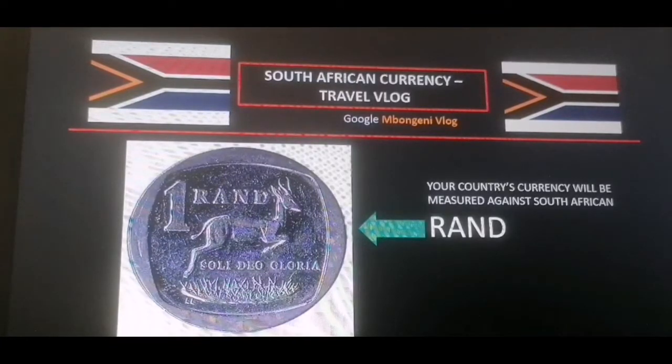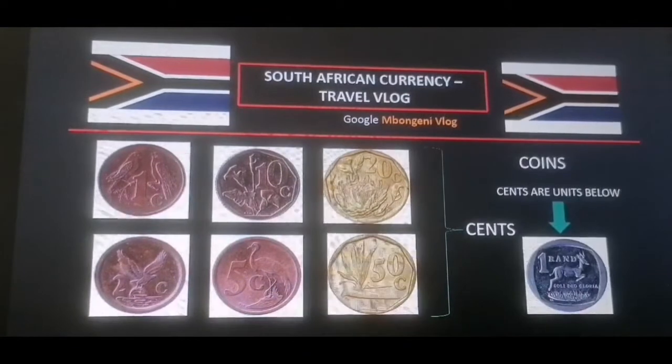It looks like this. You can see all the signs. I'm not going to explain each one of them. So whenever you see money like this, you must know this is a South African rand. This is 1 rand. Our currency is in coins as well as paper. So we have the coins and the paper.